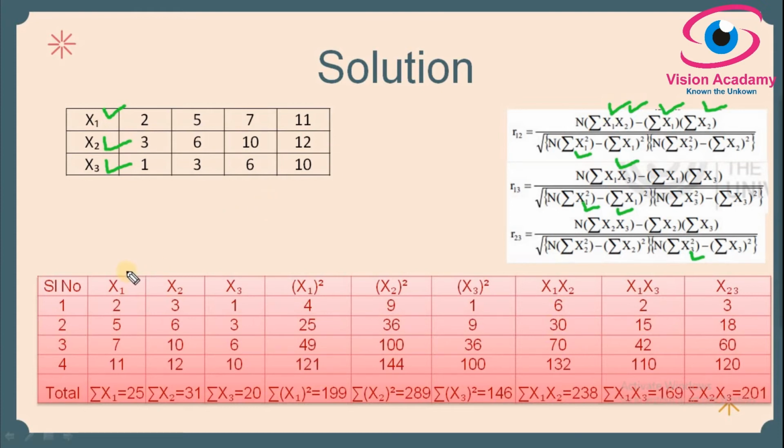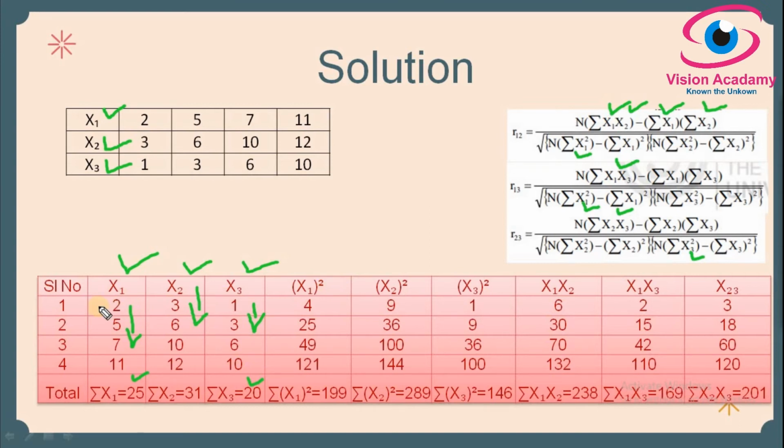Since we have 3 variables, that is x1, x2, x3, I have taken the summation of x1. So here I have added all the values 2, 5, 7, 11, which is 25. Same thing for x2, I have added 3, 6, 10, 12. So summation x2 is 31. And I have added x3 also: 1, 3, 6, 10. Summation x3 is 20.